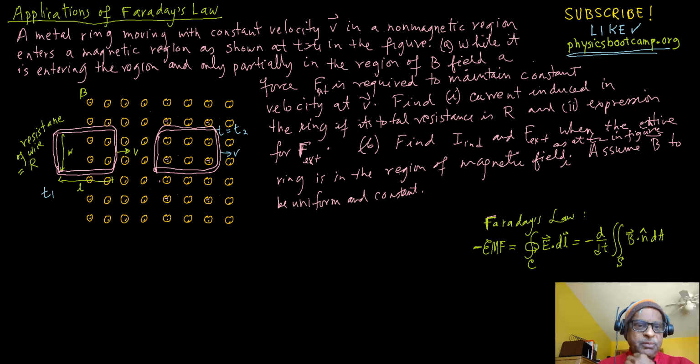So today we have another classic problem in application of Faraday's law. Let's describe the problem. I've drawn a ring at two different times. This is a time in which part of the ring is in a magnetic field region and part is not. It's moving through the magnetic field region. At this time, to maintain a constant velocity, you need a force, which I have not shown. So you actually need a force here in that direction, which I'm going to call external force.